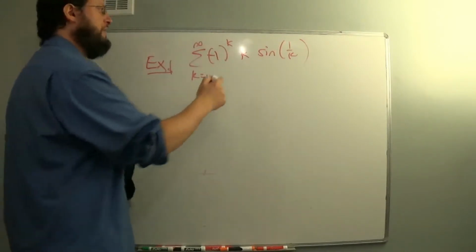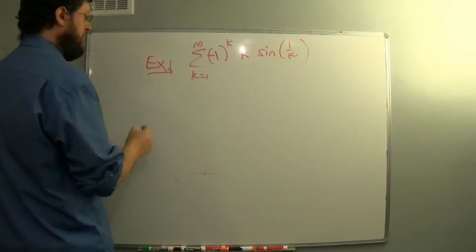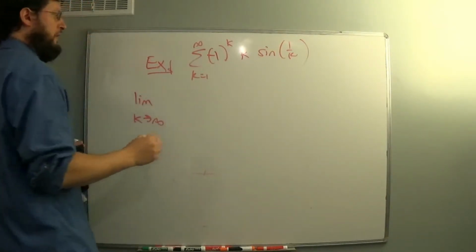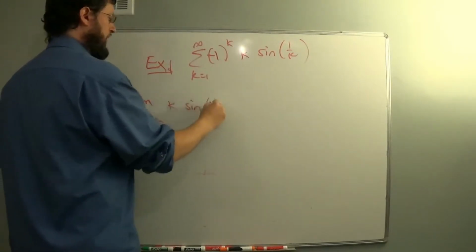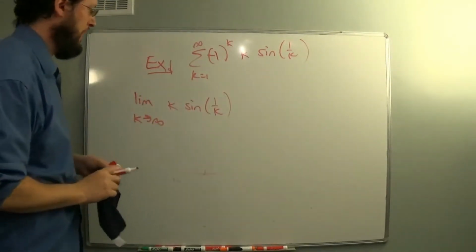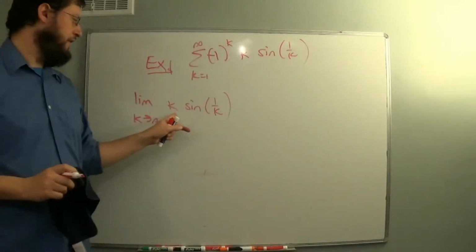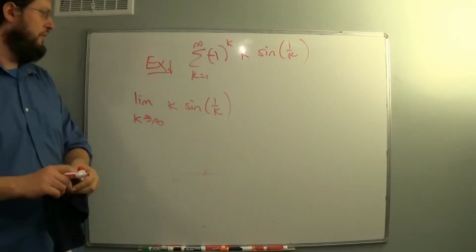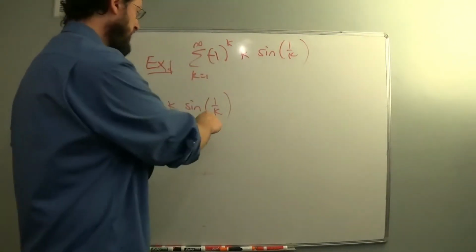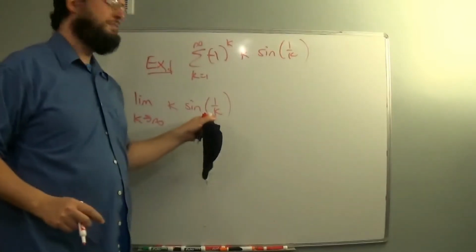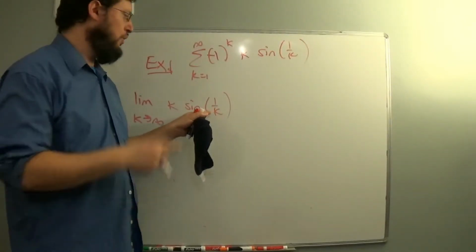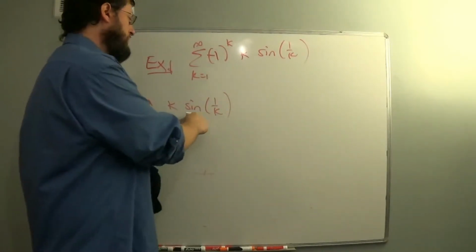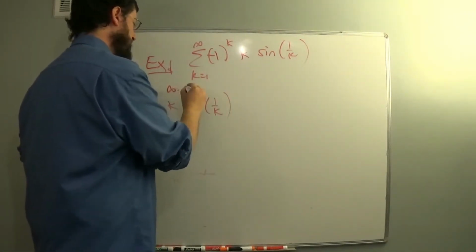And by that same argument, if I wanted to take the limit as k goes to infinity of k times sine of 1 over k, let's think about what's going to be happening with that. Well, the k part is going to infinity. What's going on with sine of 1 over k? As k goes to infinity, this becomes sine of 1 over infinity, which is 0. So this becomes sine of 0. So this is actually infinity times 0.